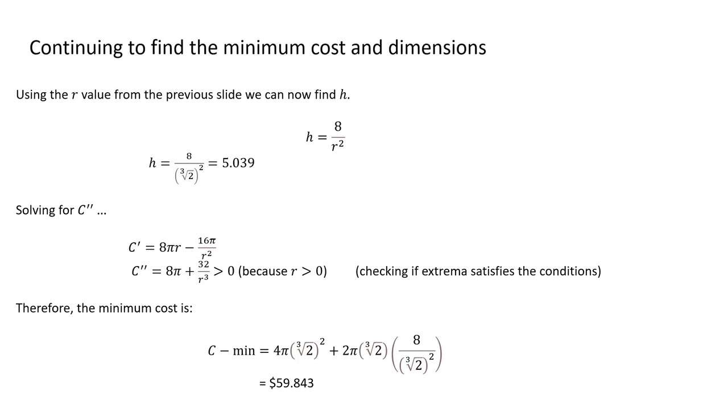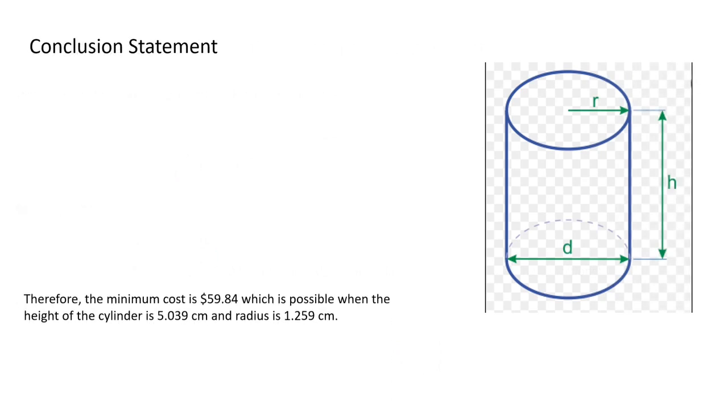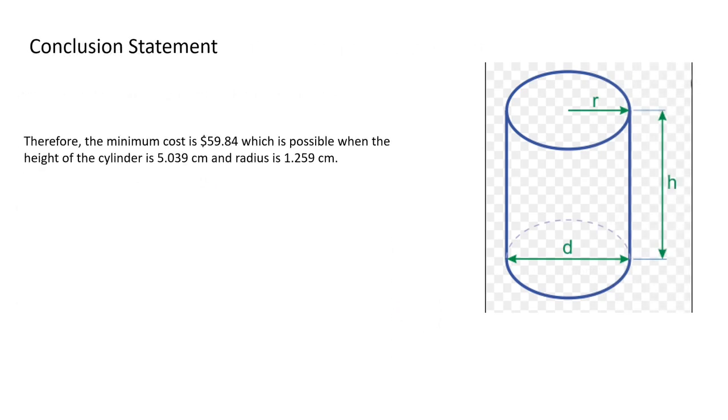This is because r will always be greater than 0, and so the second derivative of c will also always be greater than 0. Lastly, to find the minimum cost, we can do cost minus minimum cost and sub in r and h into the cost formula. This gives us a final value of $59.84. Therefore, the minimum cost for this cylinder will be $59.84 when the dimensions are at a height of 5.039 centimeters and a radius of 1.259.